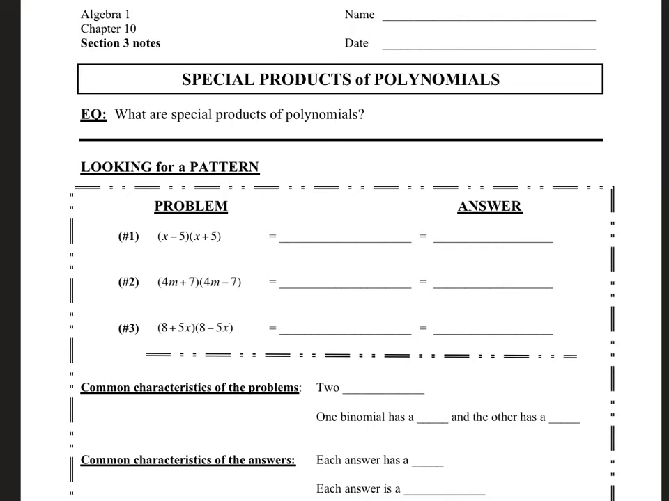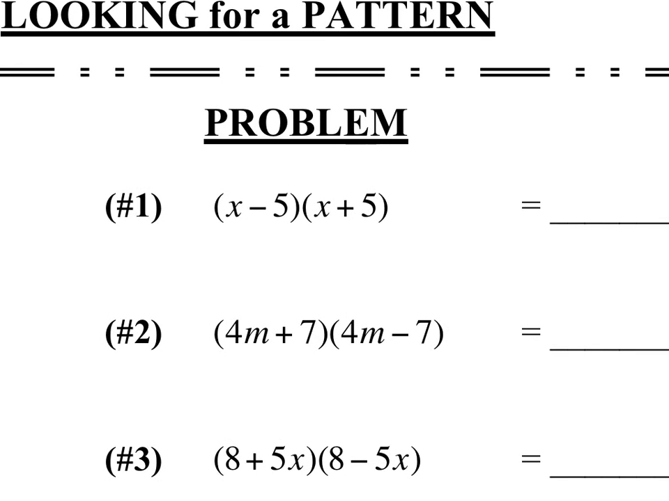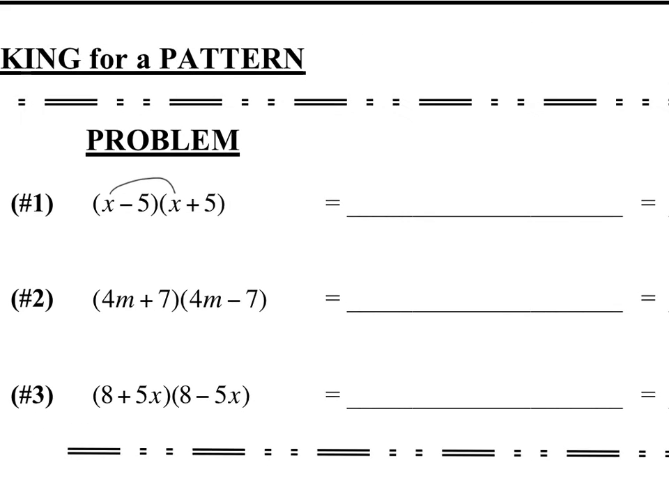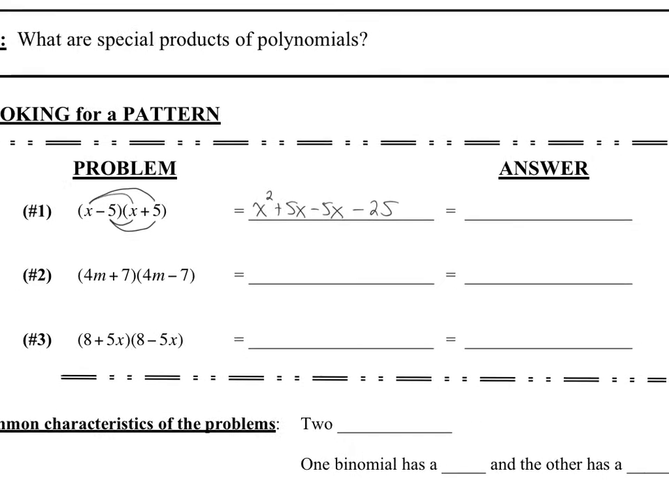All right, so go ahead and see if you can distribute these first three problems here and see what you get, and see if you can come up with a pattern. All right, let's go through this now. So we have x minus 5 times x plus 5. Well, x times x is going to be x squared. x times 5 is going to be 5x. Negative 5 times x is negative 5x. Negative 5 times 5 is negative 25. Okay, so after we distribute, we want to combine like terms.